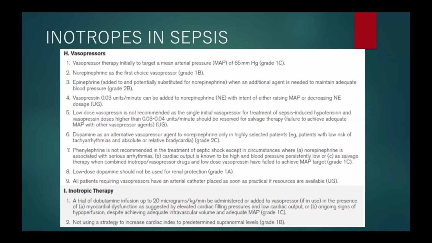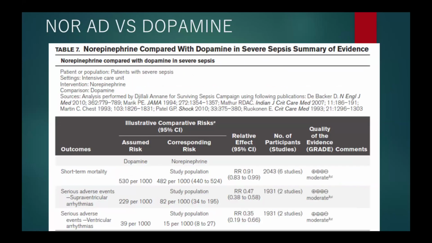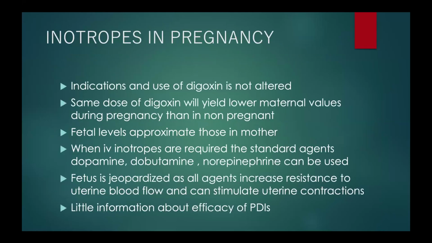So, this is heart inotropes in sepsis. Little points about inotropes in pregnancy. Indications and usage of digoxin is not altered. Same dose of digoxin will yield lower maternal values during pregnancy than in non-pregnant. Fetal levels approximate those in the mothers.